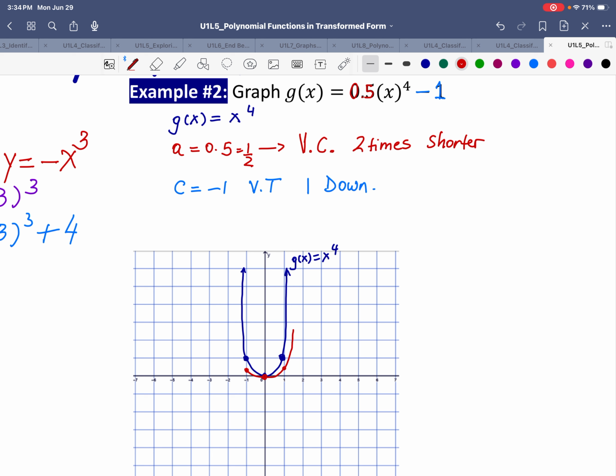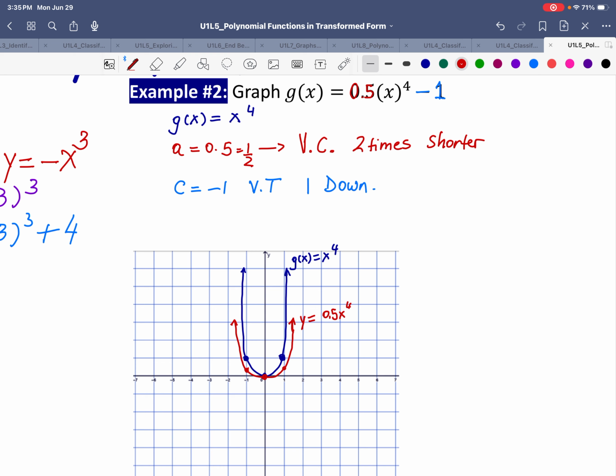I'll extend it all the way here, just to give us the vision that the graph is indeed shorter in this case. Now, the last transformation would be, this would be y = 0.5x^4. Let's write it down since we're at it.